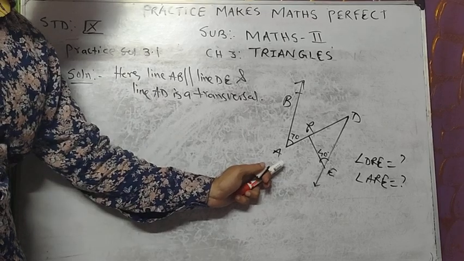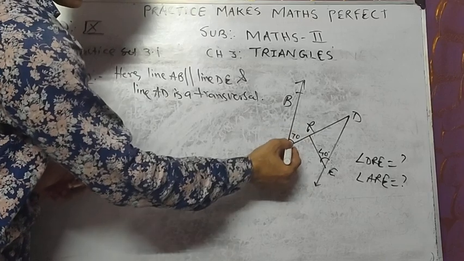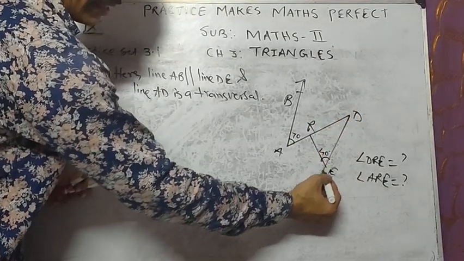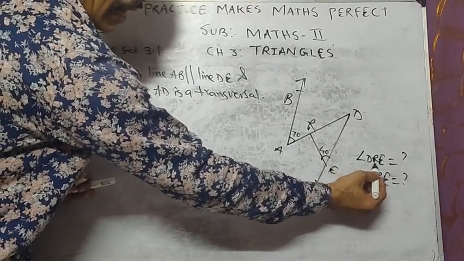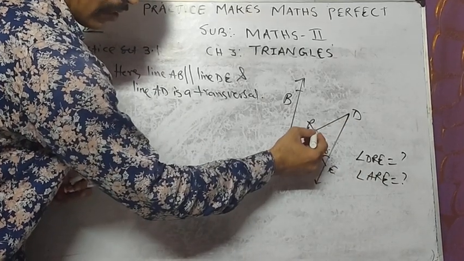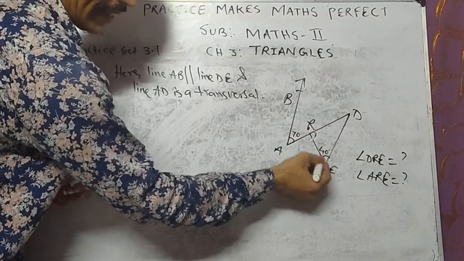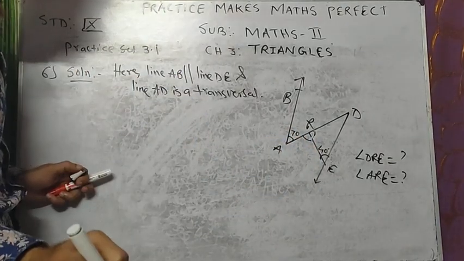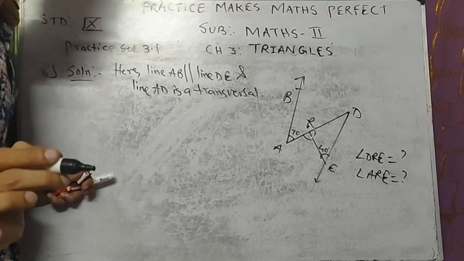Okay, in the question it is told that line AB is parallel to line DE, and you have to find out angle DRE, and angle ARE. These two angles you have to find out. Okay, this is a very easy sum.